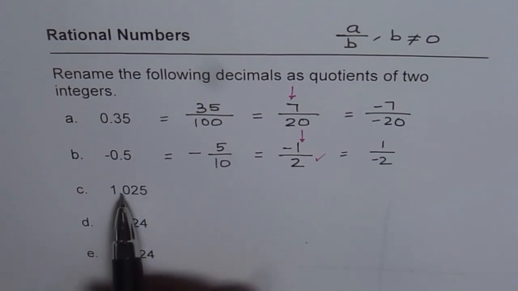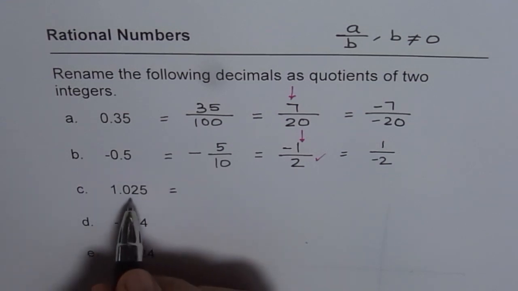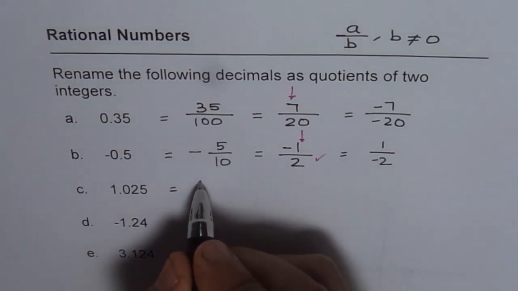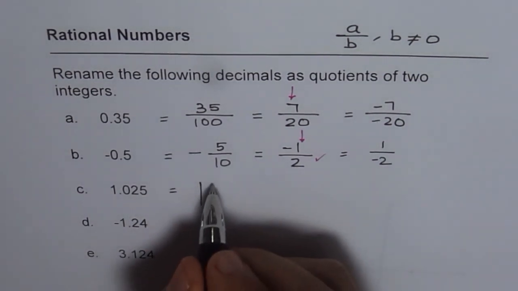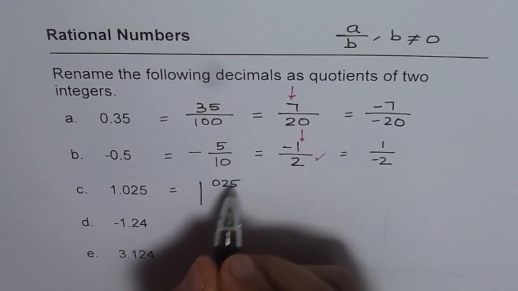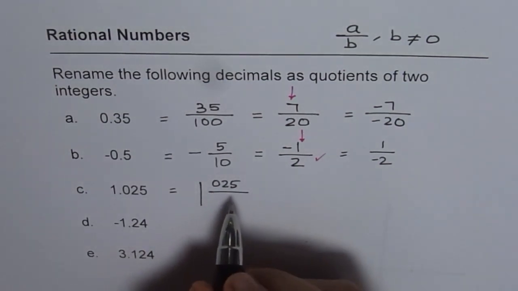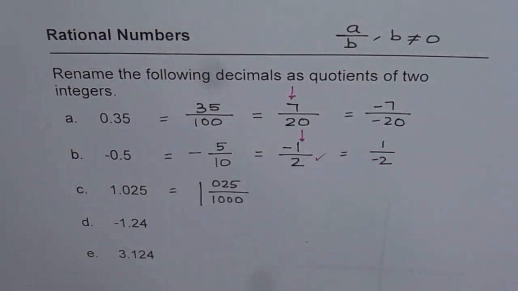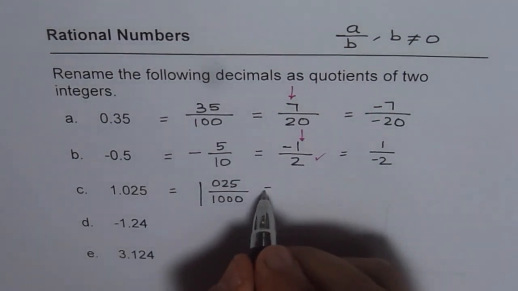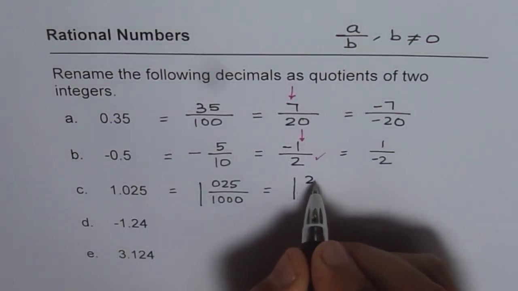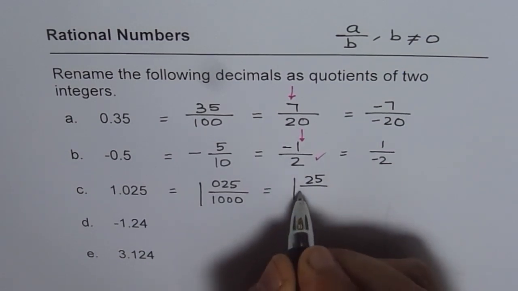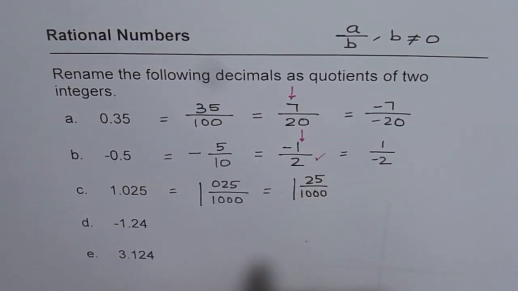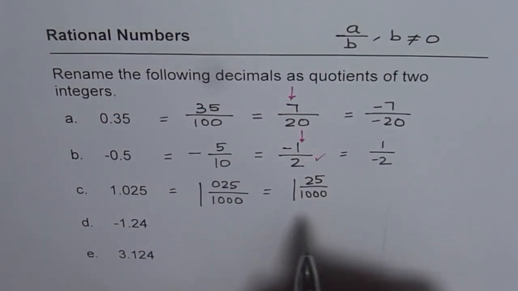Now 1.025. Now this is 1 and 25 thousandths. So it could be written as one whole, and then we can write 0.025. There was no need to write 0, but I'm writing just to help you understand thousandths. Do you understand? So that is one way of writing this number, which is of course equal to 1 and 25 over 1,000, correct?